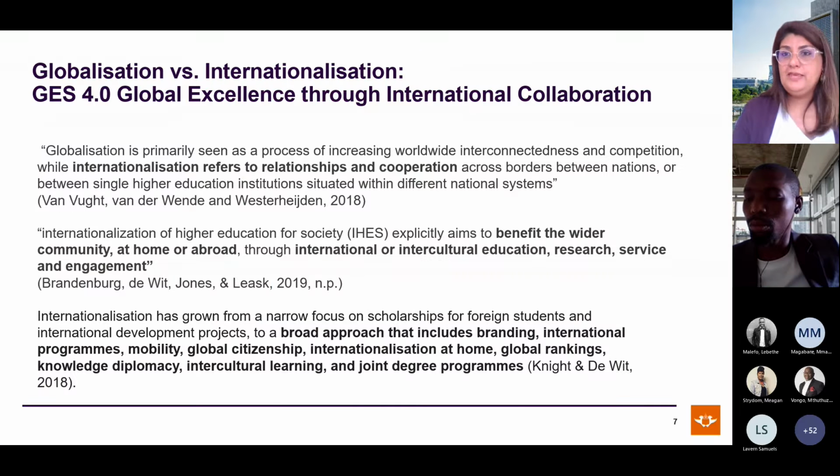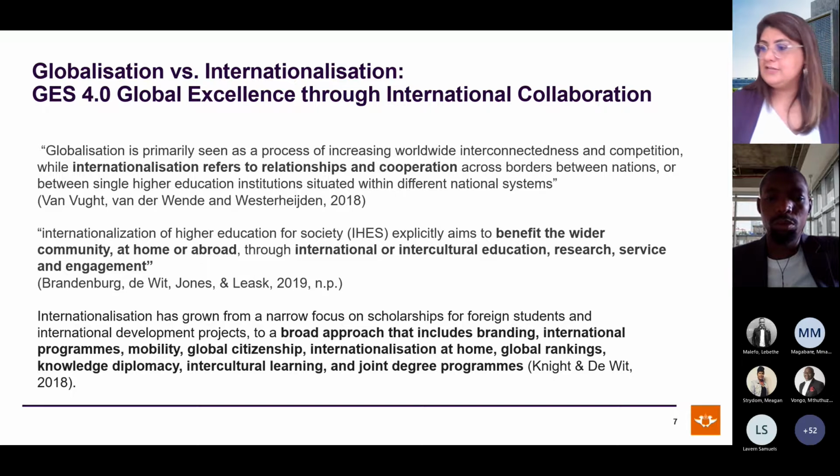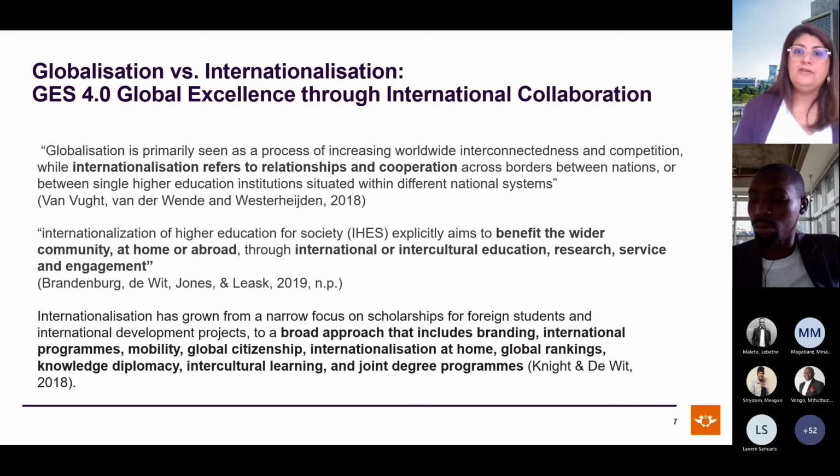Then in terms of looking at global excellence and stature, I thought it would be very important, as an introduction to internationalization at UJ, to talk a little bit about the difference between globalization and internationalization, because you might think, okay, global excellence and stature, are we talking about globalization? And we know that globalization itself has a lot of negative connotations. So just to say that our approach at UJ is around internationalization.